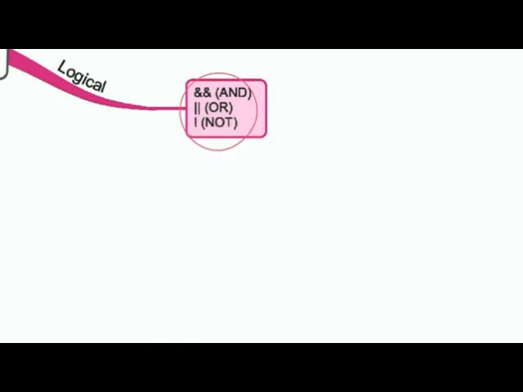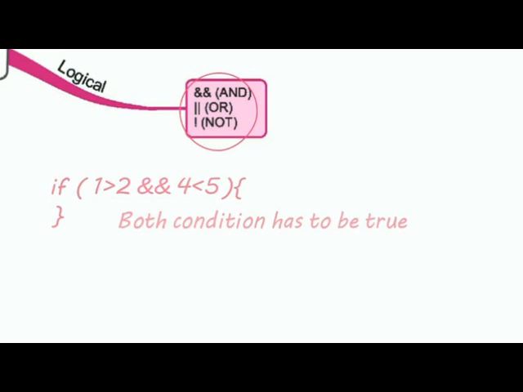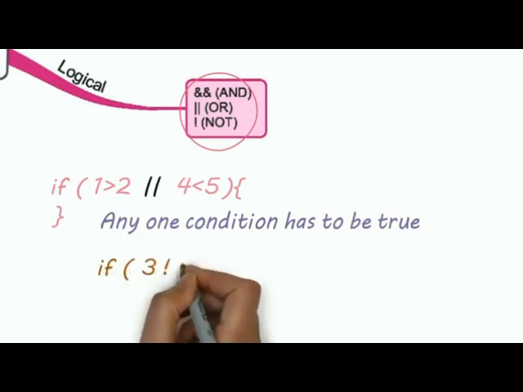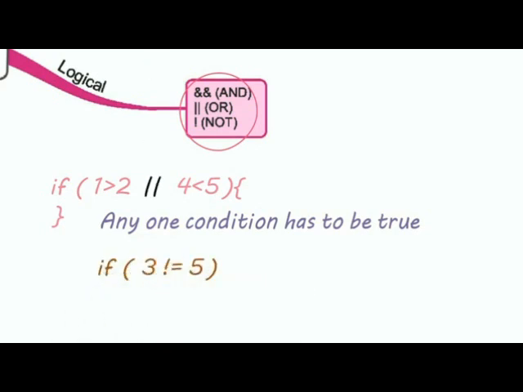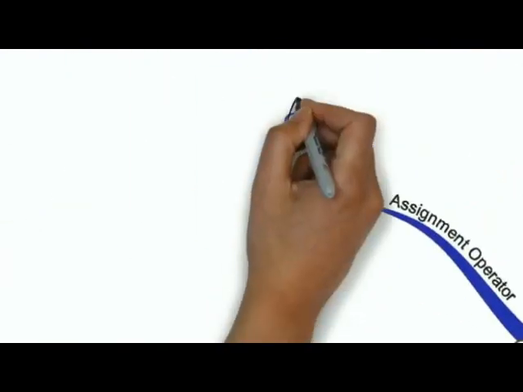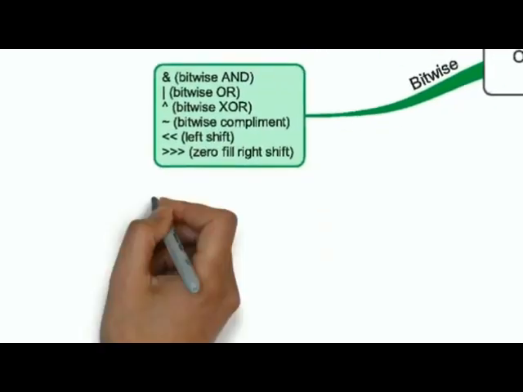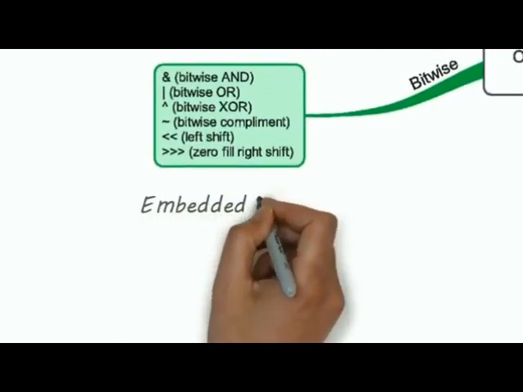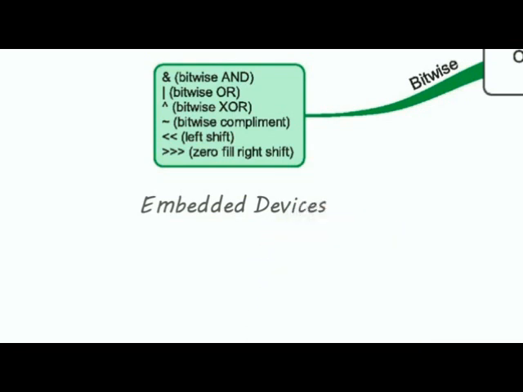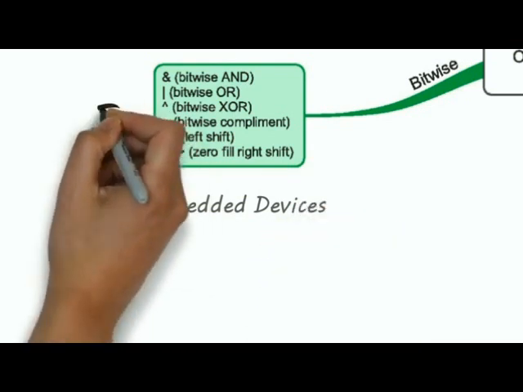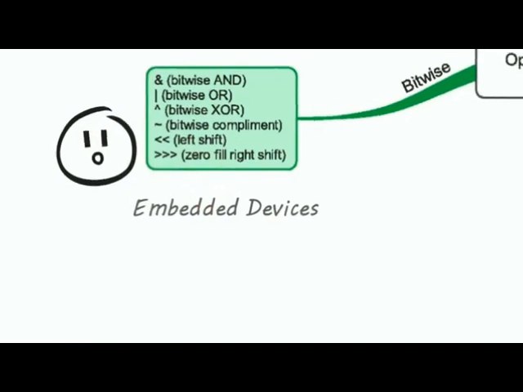Now the next one is the logical operator. We have three operators in logical: AND, OR, and NOT. If we want two or more conditions to be true, we use the AND operator. If we need only one condition to be true, we use OR, whereas NOT is mostly used with equals. Assignment operator, I think you are all familiar with this. Now the bitwise operator. Java also supports the bitwise operator, which is mostly used in embedded programming.